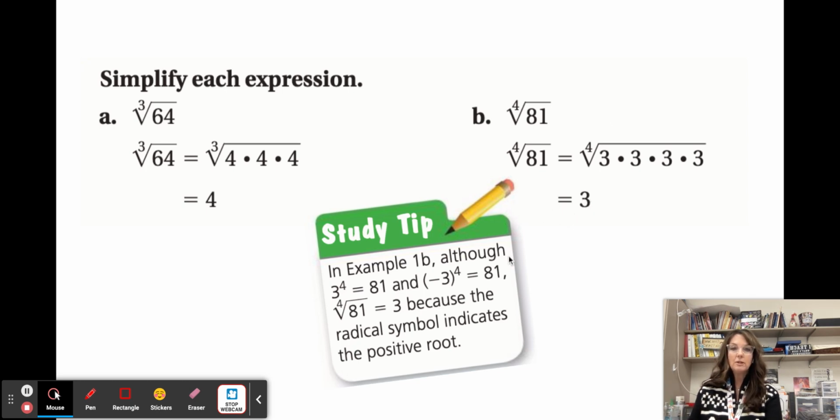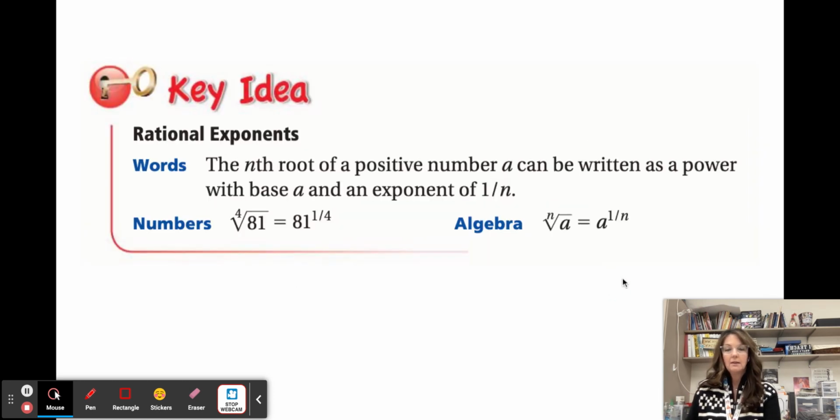So we're always going to assume that we're talking about the positive value because we're talking about the principal root, and the principal root is always the positive value. If and only if we mean negative 3, we would put the negative sign outside of there, and then we'd be saying we want the opposite of the principal value. Okay, a lot of words.